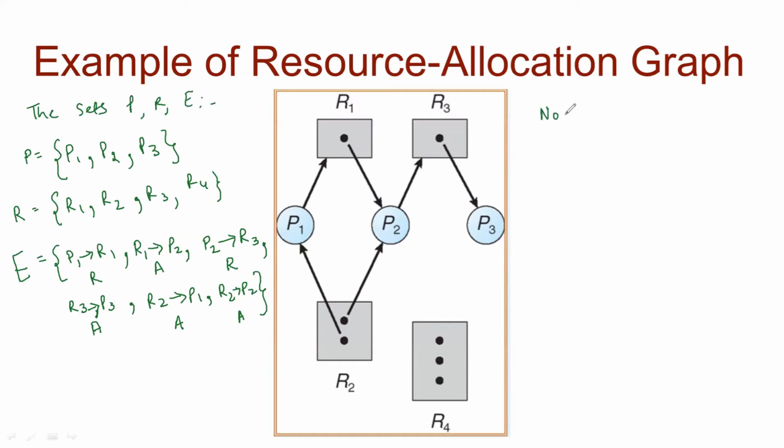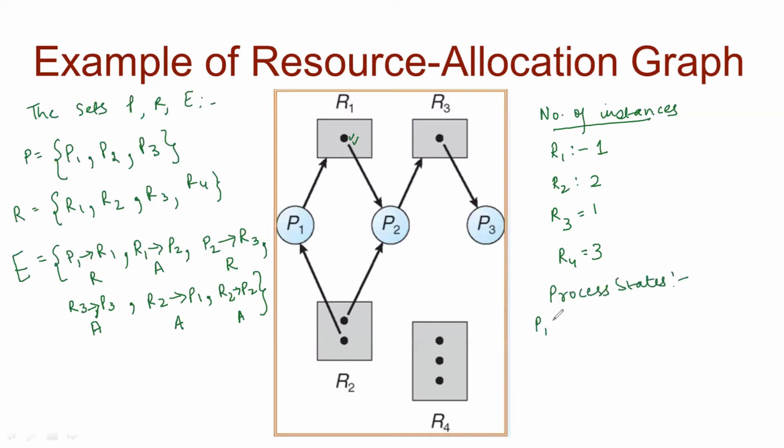Now we are understanding how to interpret this resource allocation graph. Number of instances of R1 is 1. As you can see, there is just one dot. So R1 has just one instance. R2 has, simply count the number of dots, 2. R3 has number of instances 1. And R4 has number of instances 3.